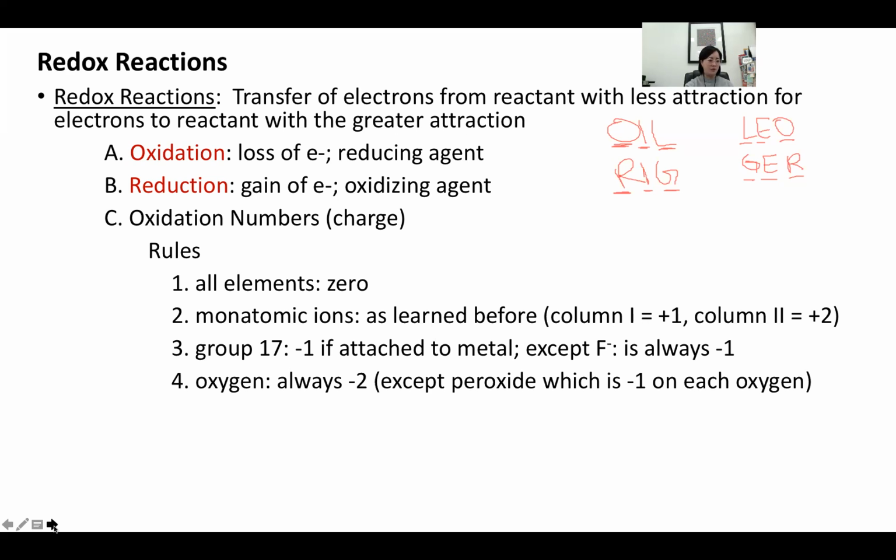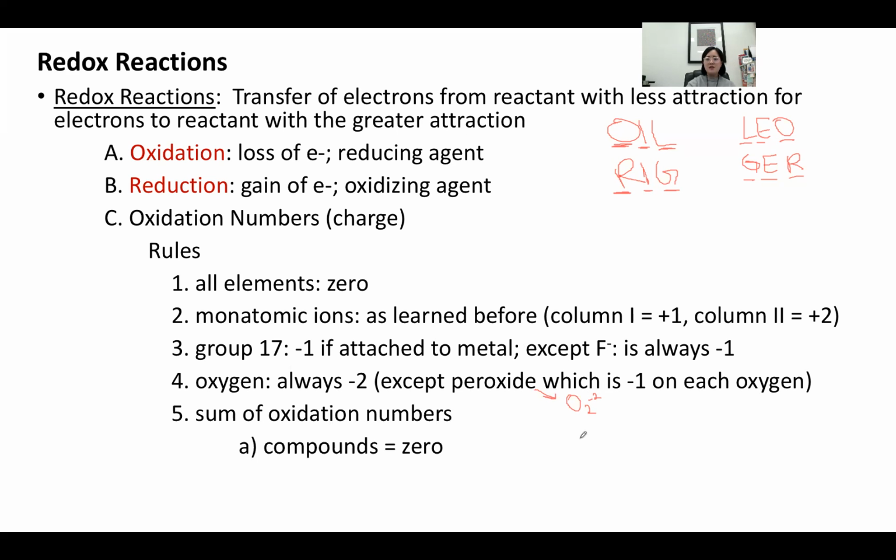Oxygen, here's another important one. It will always be -2, except in the case of peroxide. If you're dealing with hydrogen peroxide, remember the formula for peroxide is O2 with a -2 charge as a polyatomic ion. So each oxygen is -1, to have an overall charge of -2. The sum of the oxidation numbers in a neutral compound will always come out to 0. If you're dealing with a polyatomic ion, that's why knowing charges on these is helpful, the sum will equal the charge of the ion itself.